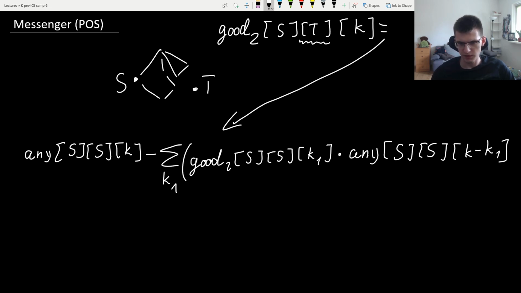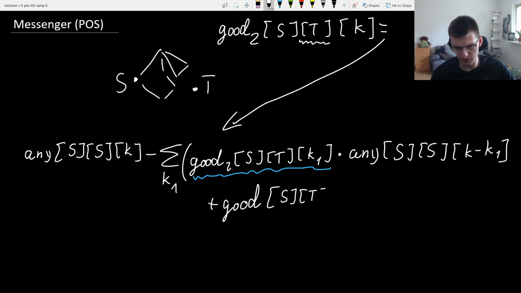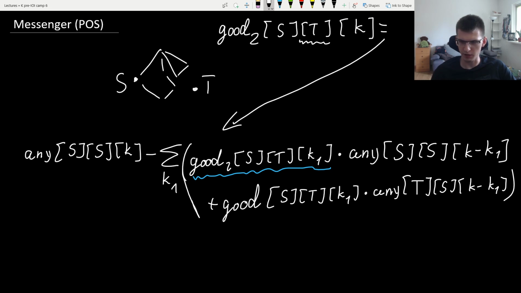plus this thing, plus either we will eventually visit S or we will visit T before that, which is also forbidden. So this would be just good from, oh, here I meant T, because T is forbidden, and from definition this thing, good2 of S, T, K1, is the number of paths from S to itself, not visiting vertex T at all, and not visiting S in between. Then here the number of paths from S to T without repetitions times any from T to S. We have the sum over K1 of that.